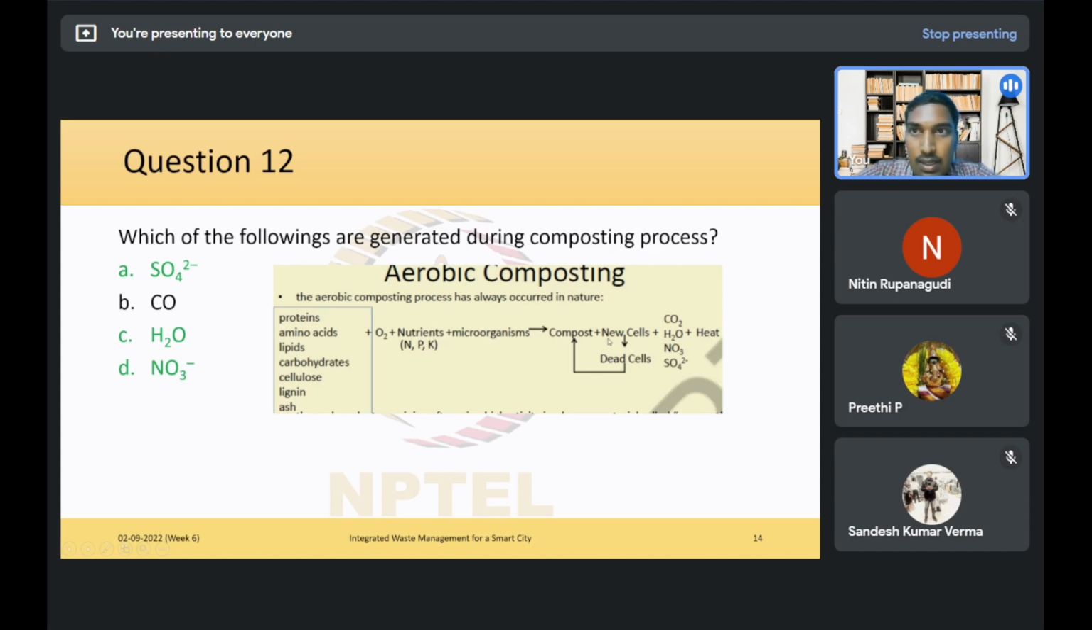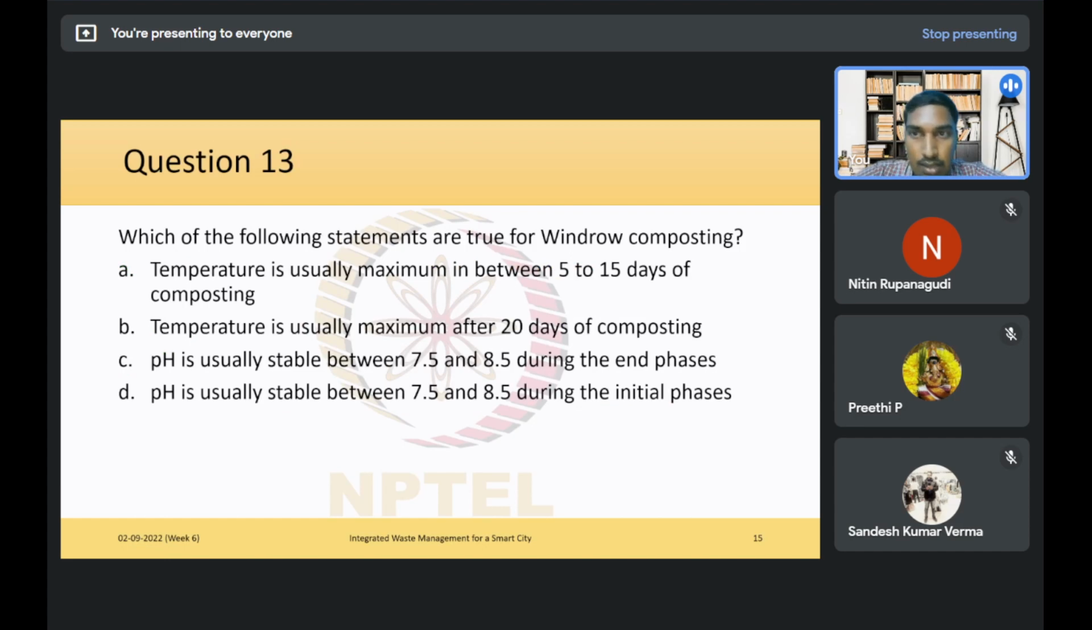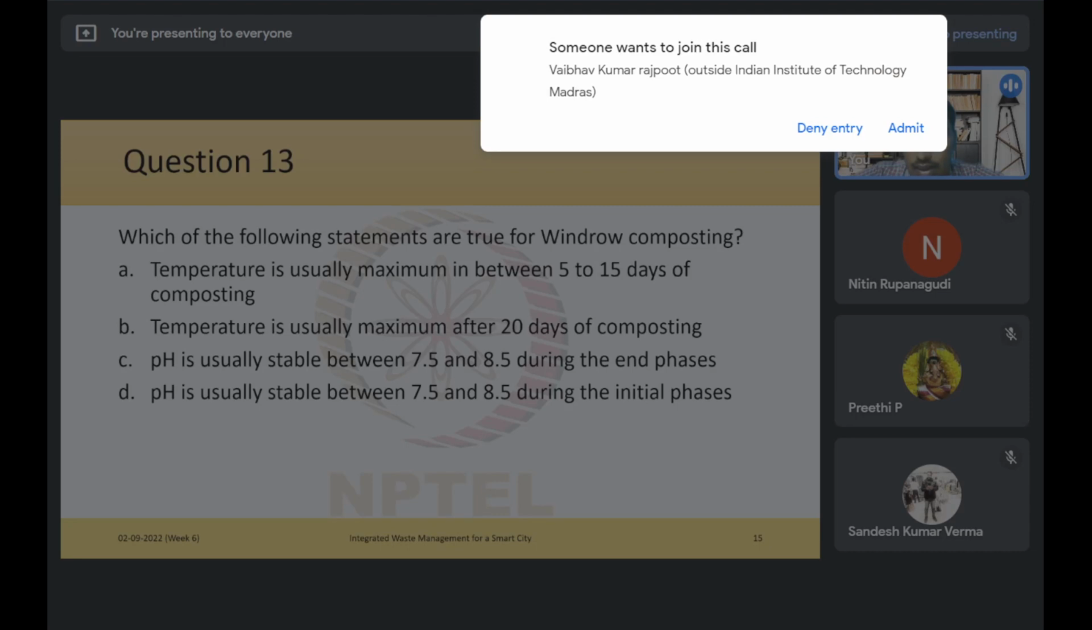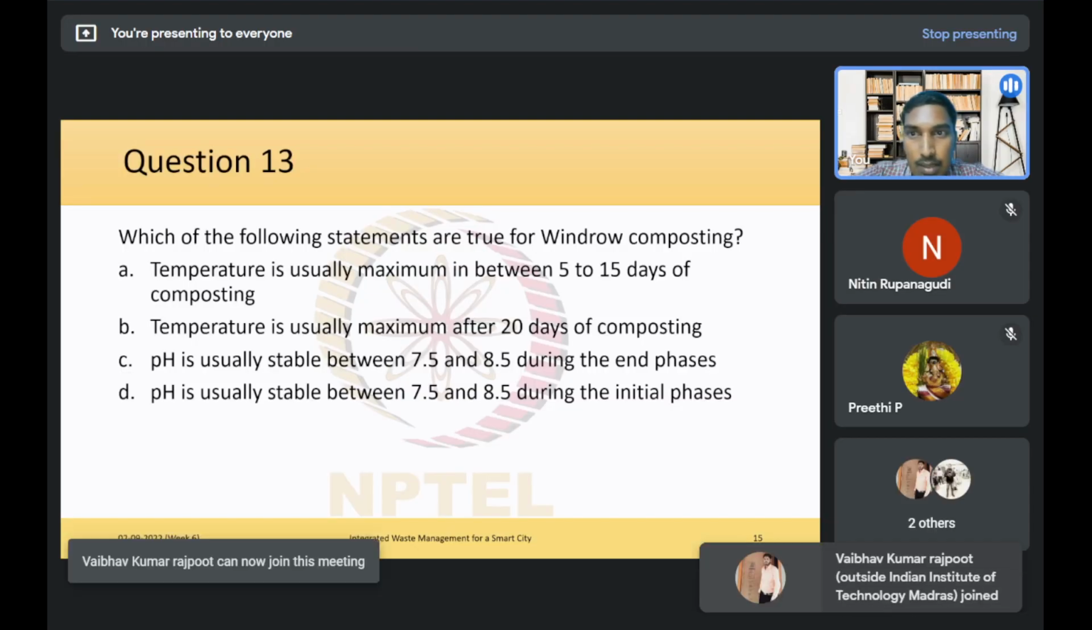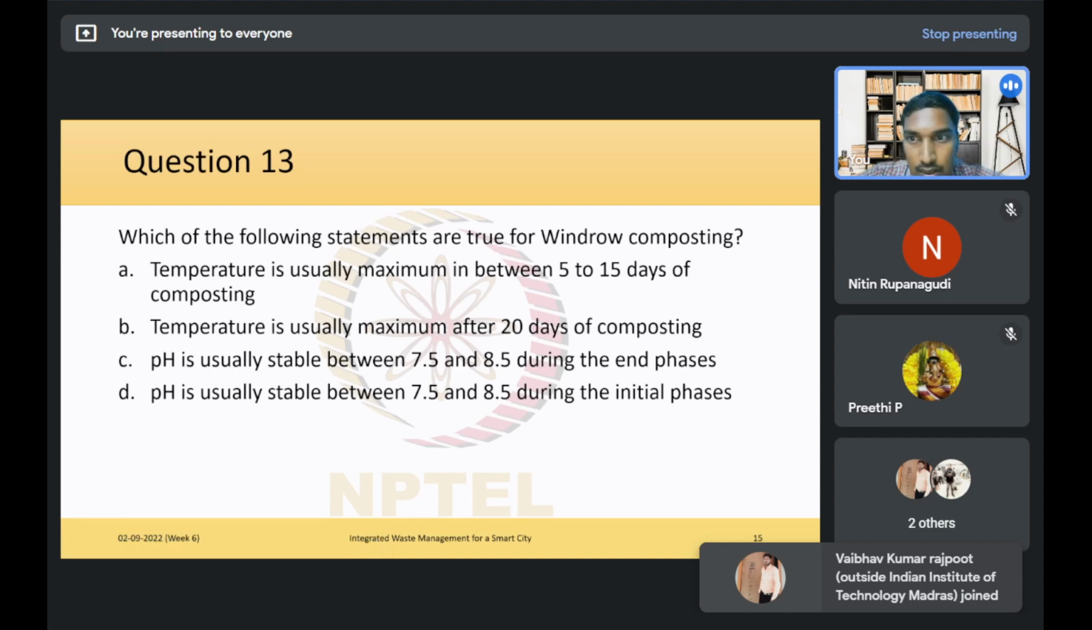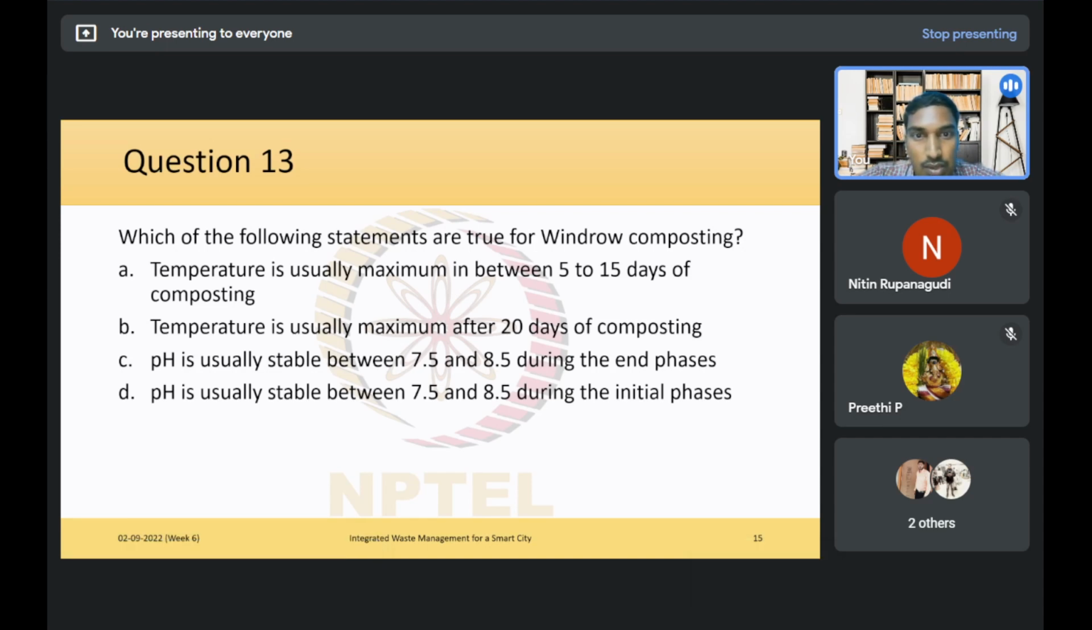Okay, so with that, moving on to question number 13. Which of the following statements are true for windrow composting? The options are: A, temperature is usually maximum in between 5 to 15 days of composting. Option B is temperature is usually maximum after 20 days of composting. And options C and D are about the pH. C, pH is usually stable between 7.5 and 8.5 during the end phase. And D, it is stable between 7.5 and 8.5 during the initial phase.